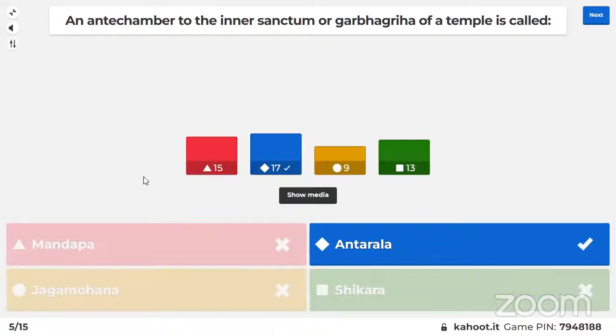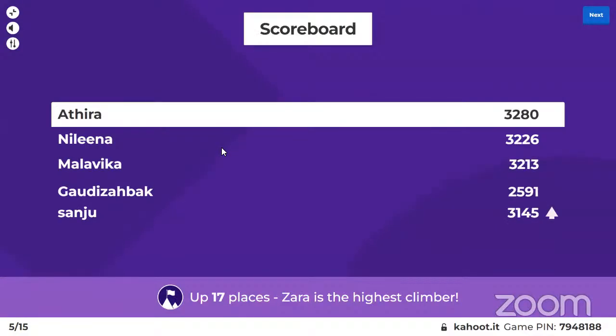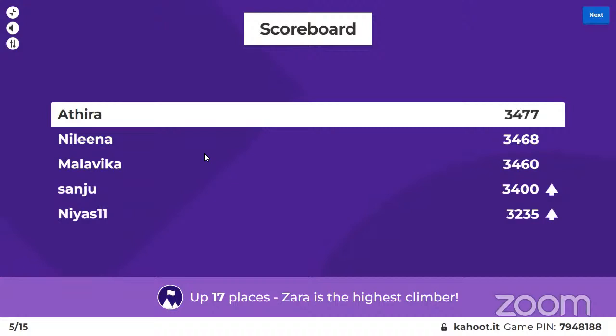All right. So what is the antechamber to the inner sanctum or Garbhagriha called? Antarala. Antarala. That's a very important part in temple architecture. Moving on to sixth question. Moving on to the scoreboard.